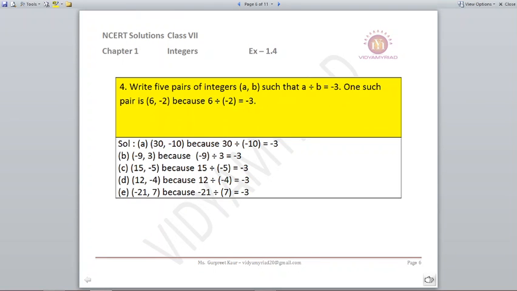Question number 4. Write 5 pairs of integers a comma b such that a divided by b is equal to minus 3. One such pair is 6 comma minus 2, because 6 divided by minus 2 is minus 3. So here I have written some of the examples. You may look over it. You can choose any example where you have written it in a comma form, and when you divide, your answer should come as minus 3.